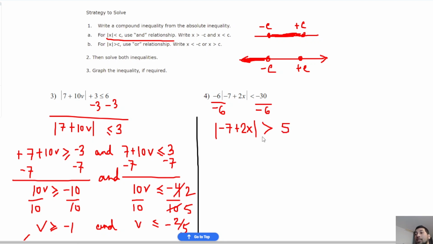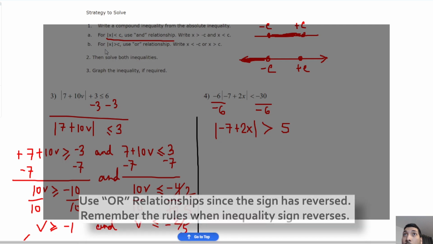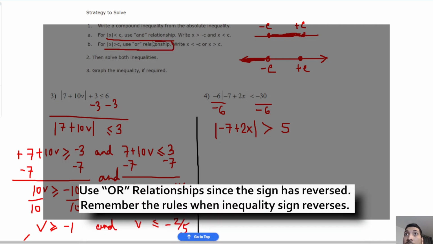So you see that sometimes a problem can give you an inequality symbol which can change by isolating the absolute quantity part. Now we check whether we use the AND or OR relationship. We see that we have this absolute value quantity greater than a constant. So we have the OR relationship here.